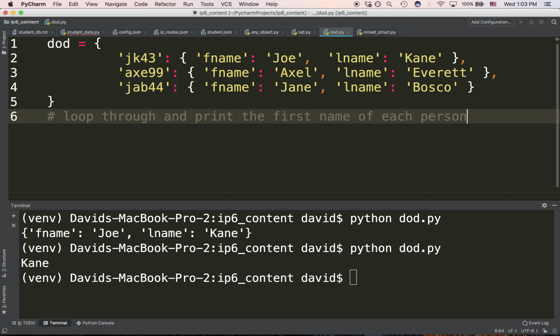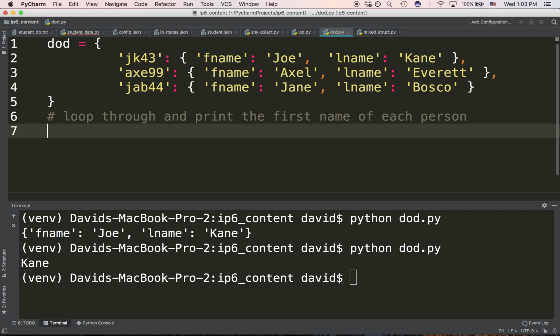Now, this tends to hang people up because when you're looping through the outer structure, you're not really aware of what you're looping through. So, you're looping through a dictionary. And the question is, when you say for item in DOD, what is item? I'm not going to give you the answer. I think you should print out item to see what item is so that you know where you are.